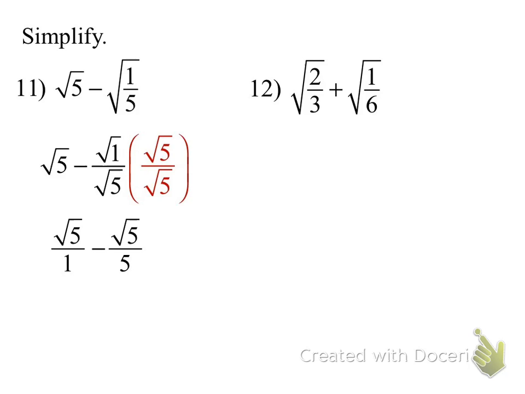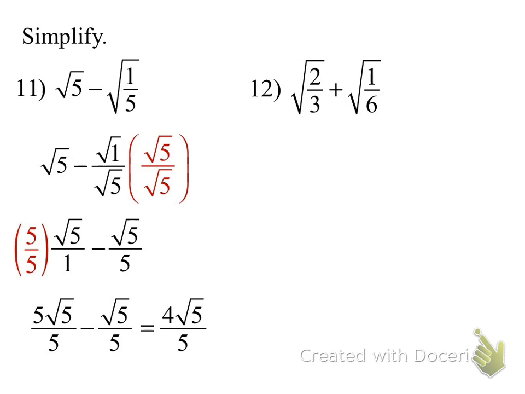Okay, now what do I do to get a common denominator? Multiply the other fraction by 5 over 5. And now what I get is 5 radical 5 over 5 minus 1 radical 5 over 5. And so what do we get? 4 radical 5 over 5. Okay? Pause the recording and do the next problem.